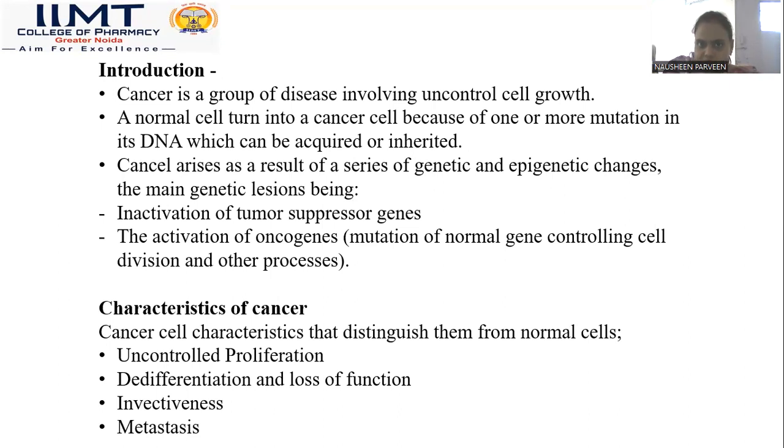Next is introduction. Cancer is a group of diseases involving uncontrolled cell growth. A normal cell turns into a cancer cell because of one or more mutations in its DNA, which can be acquired or inherited. Cancer arises as a result of a series of genetic and epigenetic changes, the main genetic lesion being inactivation of tumor suppressor genes and activation of oncogenes. Next is characteristics of cancer. Cell characteristics that distinguish them from normal cells: uncontrolled proliferation, loss of differentiation and loss of function, and next is metastasis.